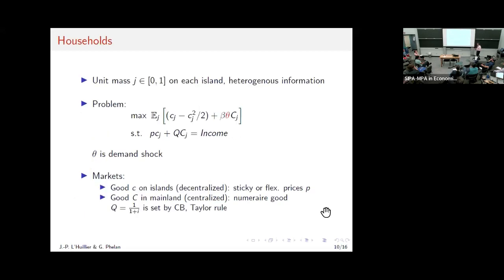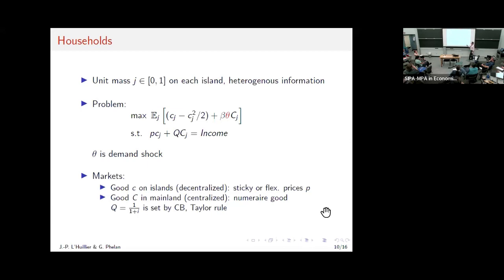Okay, so households. There's a unit mass of households on each island. They have heterogeneous information. Households are indexed by j. And so they have utility over 2 periods. There's a discount factor beta times theta. I'm going to assume quadratic utility for the sake of simplicity. I don't have to do this, okay? But it makes the expressions a little bit easier.